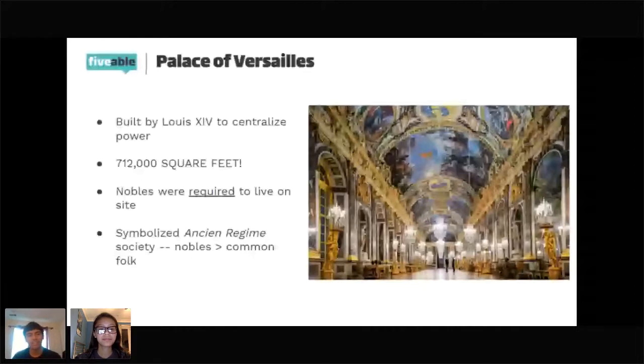imprisonment or even jail. And it symbolized how society in the ancien régime was before the French Revolution, the old French society, how it works. So nobles were supposed to live inside, and this glamorous structure was exclusive to only the cream of the crop, the top of the pyramid, the upper class, the nobles. It shows how superior they are over the common man, the common folk.